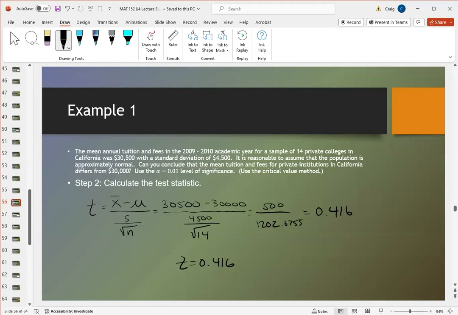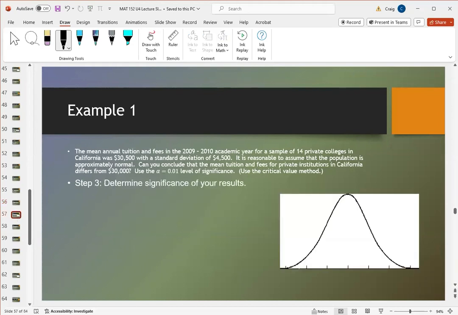A small t or z value means that it's close to the mean. Same is true for t. A small t value means that your sample is close to the mean. A large t value means that it's not. And so let's determine if this is significant.